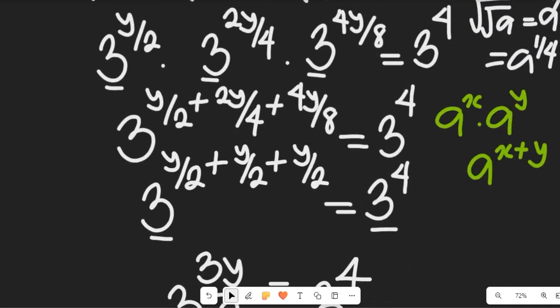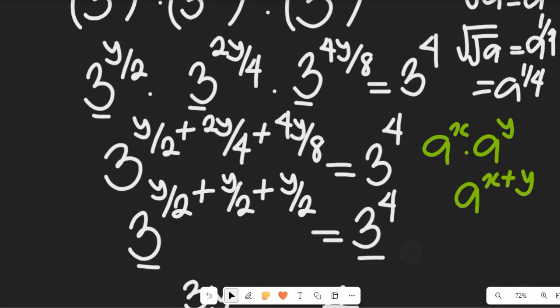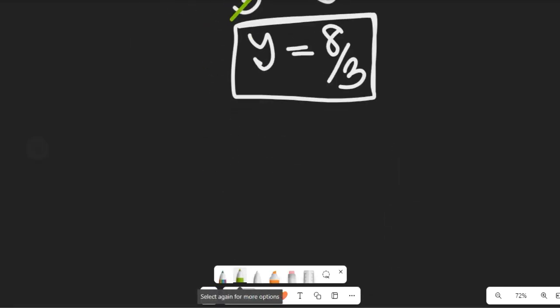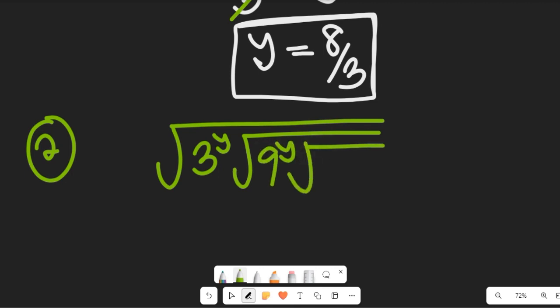Now, this is approach 1 to that question given to us. Now, let's consider approach 2 to that question. From approach 2, we're going to apply a simpler, indicial solution to that expression. We have the expression: the square root of 3^y, multiplied by the square root of 9^y, multiplied by the square root of 81^y, and this is equal to 81.